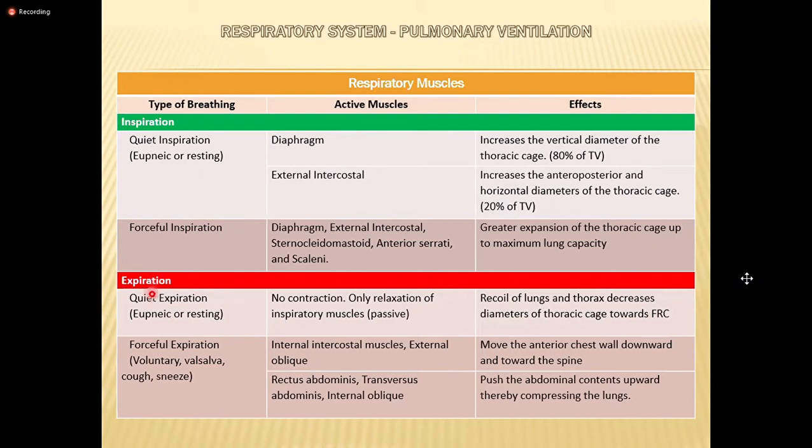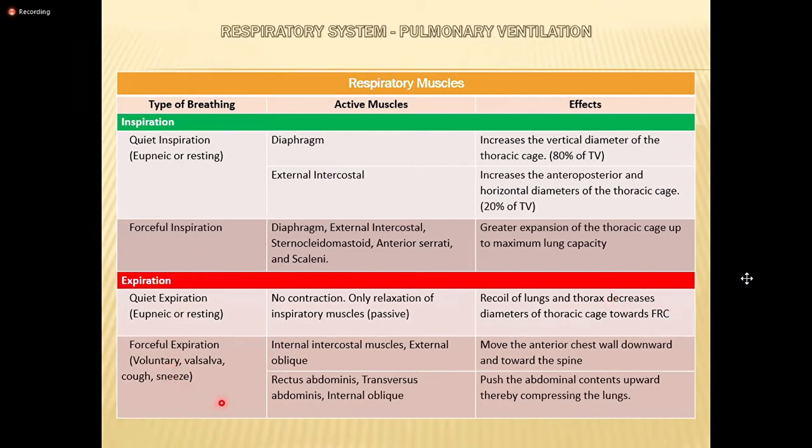During expiration, quiet expiration, eupnic or resting expiration, no contraction, only relaxation of the inspiratory muscles. So this is a passive process. Normal recoil of the lungs and thorax will decrease the diameter of the thoracic cage towards the functional residual capacity. Your functional residual capacity is your relaxed state of your lungs.